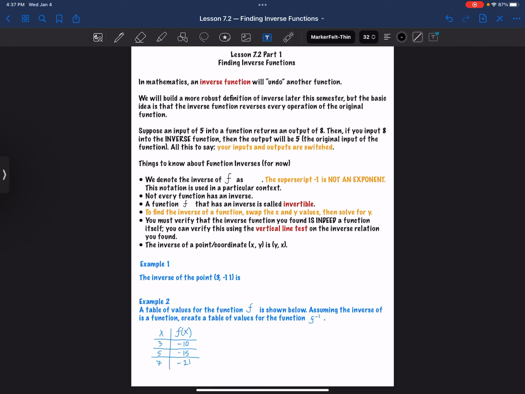Alrighty, welcome to lesson 7.2 part 1, where we are going to be finding inverse functions. The difference being, we've talked about inverse functions a little bit in class, but we haven't actually manipulated an original function to find its corresponding inverse function. So that's what we're going to do in this video.